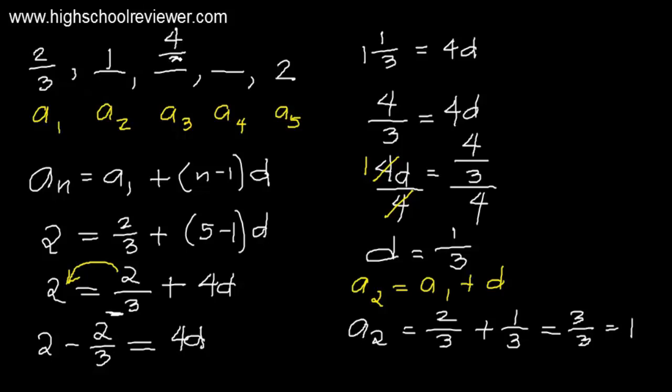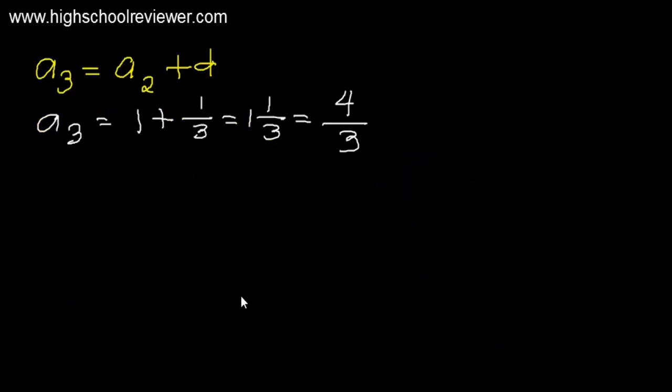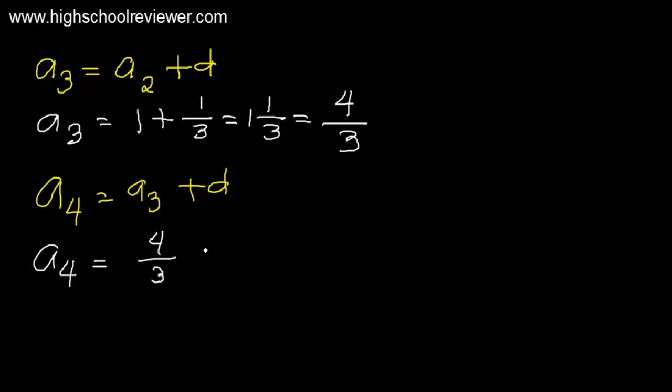And let us find our a sub 4. So for a sub 4, this will be equal to a sub 3 plus d. Our a sub 3 is 4 over 3, so 4 over 3 plus 1 over 3. This will give us 5 over 3.